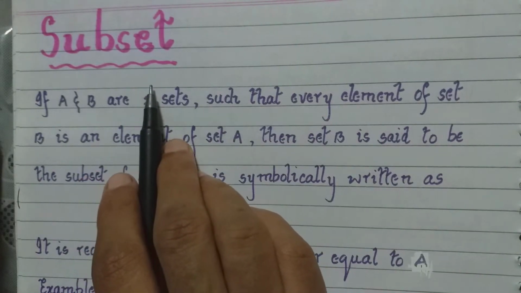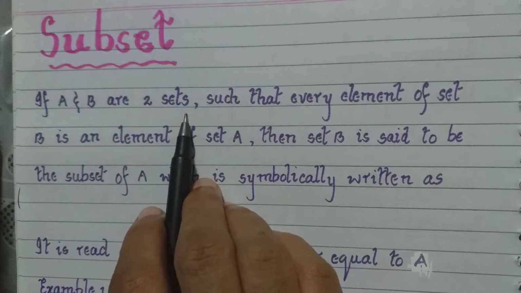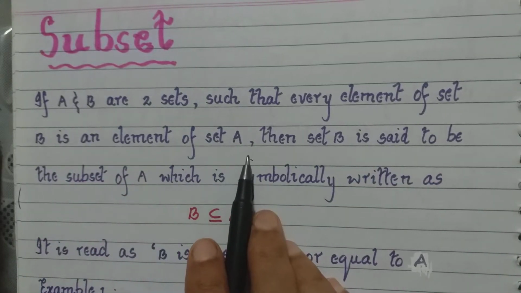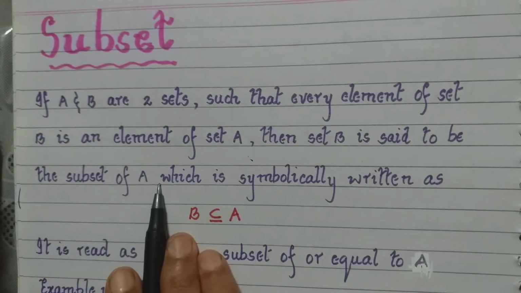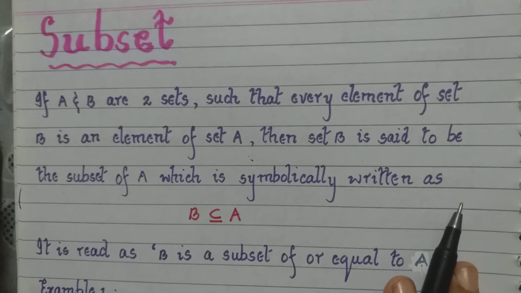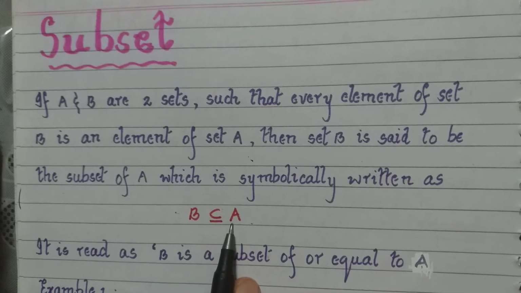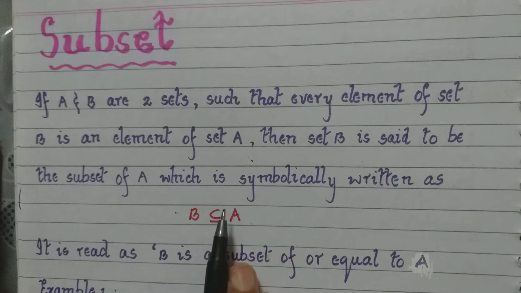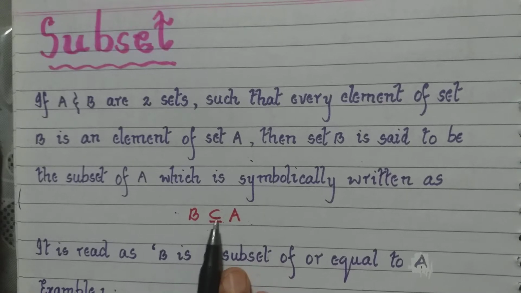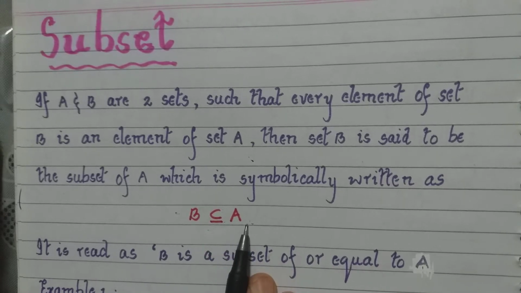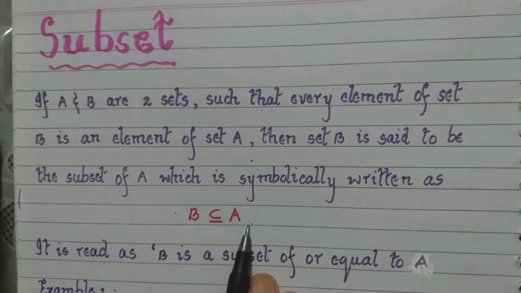Next, let us go to what are subsets. If A and B are two sets such that every element of set B is an element of set A, then set B is said to be the subset of A, which is symbolically written as B ⊆ A. Usually this symbol refers to subset, but you see a line below it, which is trying to say that B is a subset of or equal to A. That is, either B can be a subset of A or B can be equal to A. So whether it is a subset or equal to A, it still remains a subset of A.